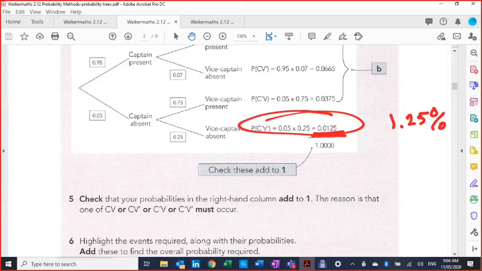Okay? So, how does that look to you guys? You want to see another one?